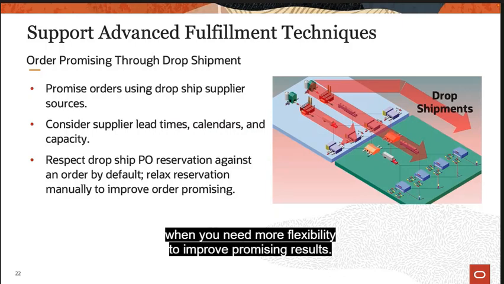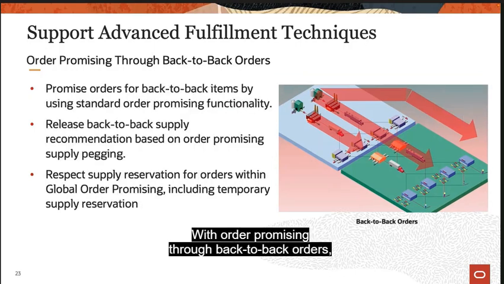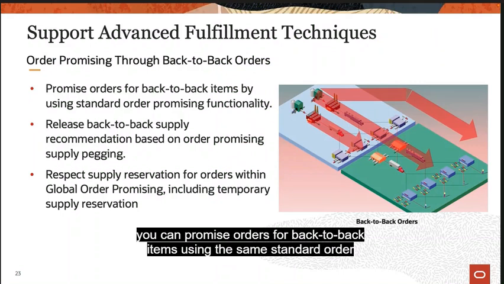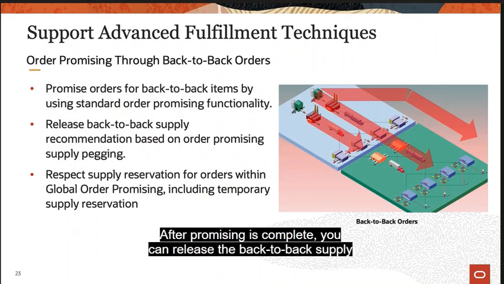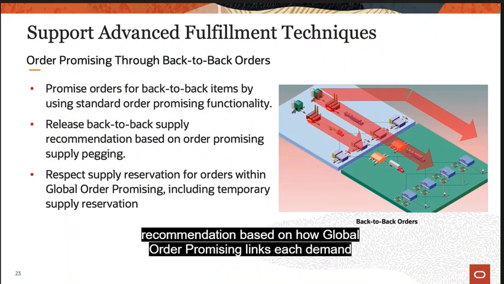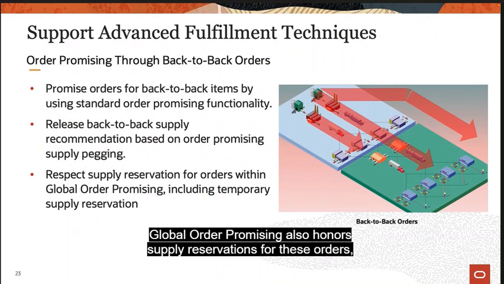With promising through back-to-back orders, you can promise orders for back-to-back items using the same standard order promising capabilities you use for other items. After promising is complete, you can release the back-to-back supply recommendation based on how it links each demand line to its recommended supply. Global order promising also honors supply reservations for these orders, including temporary reservations used during the promising process.